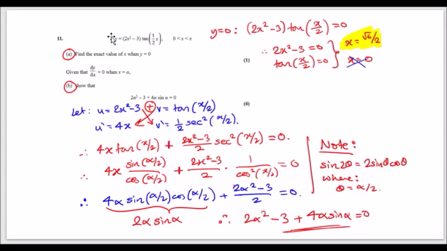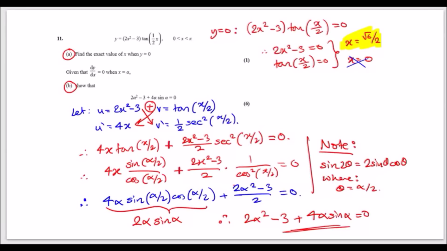Anyway, moving on. Now, given that dy over dx is 0 when x equals alpha, show that this equation, the derivative, can be written like that. Okay, all right, let's have a look at this.